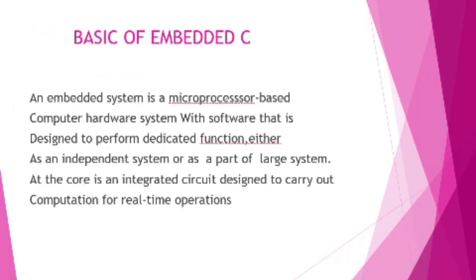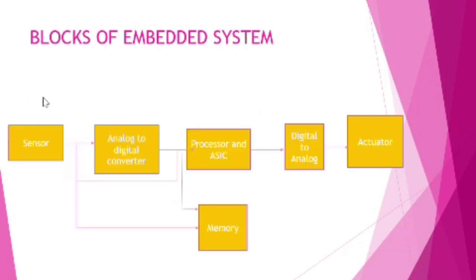Basics of embedded C. An embedded system is a microprocessor-based computer hardware system with software that is designed to perform dedicated functions, either as an independent system or as a part of a larger system. At the core is an integrated circuit designed to carry out computations for real-time operations. Here is the block diagram of an embedded system: sensors, analog to digital converter, processor and ASIC, then digital to analog converter, actuator and memory to perform specific tasks.